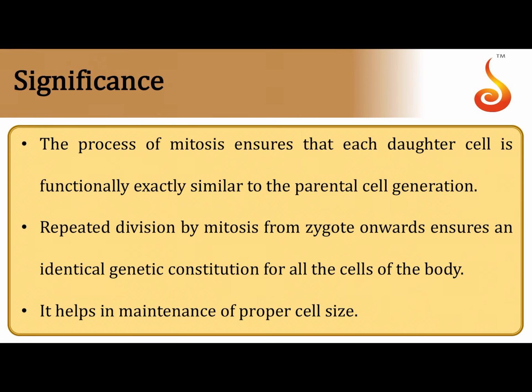What is the significance of mitosis? Now, the most important thing about mitosis is we already learned that mitosis is called equational cell division. So, it produces the daughter cells which are identical, which are very similar to the parental cell, which are very similar to the mother cell.